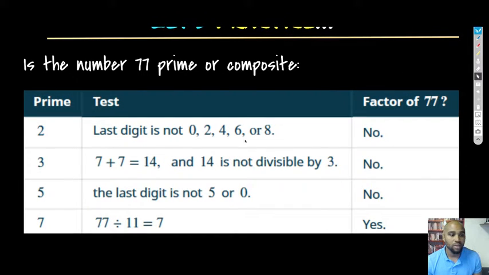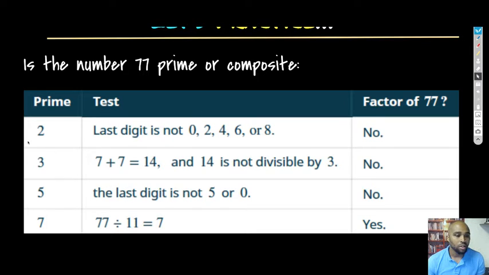What about 77? It's not an even number on the end, 0, 2, 4, 6, 8, so not with 2. It doesn't add up to a multiple of 3, so it's not going to be divisible by 3. It doesn't have a 0 or 5 to be divided by 5, but it can be divided by 7 because that gives me 11. 77 divided by 11 gives me 7. So that's more than one factor. So it is a composite number based on this test that we just did.